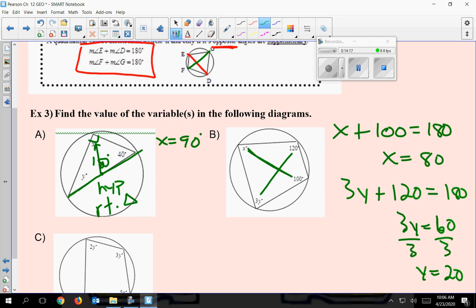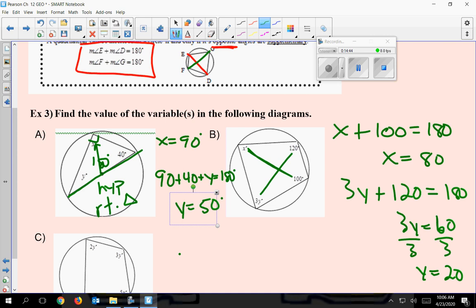A triangle is still going to be 180, so I can take the 90 I just found, the 40 that they gave me, and they want me to get Y. I can do that, okay? So if I solve that, 90 and 40 is 130. I subtract that from both sides. I'm going to get that Y is 50 degrees, okay?